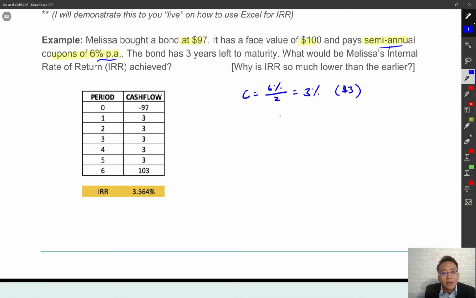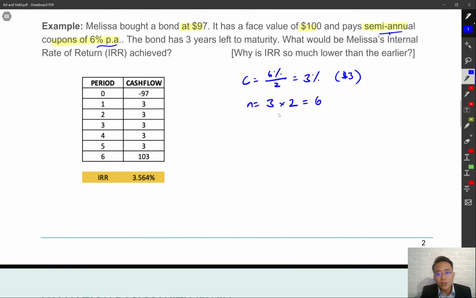Okay? The bond has 3 years left to maturity. So 3 years, but we are going semi-annual, remember? So each year has 2 semi-annual periods. Therefore, 3 years times 2, 6 is my n. Now, what would be Melissa's IRR? Now, of course, we have the answer here, but let's do it ourselves, okay? Again, let's do it ourselves.